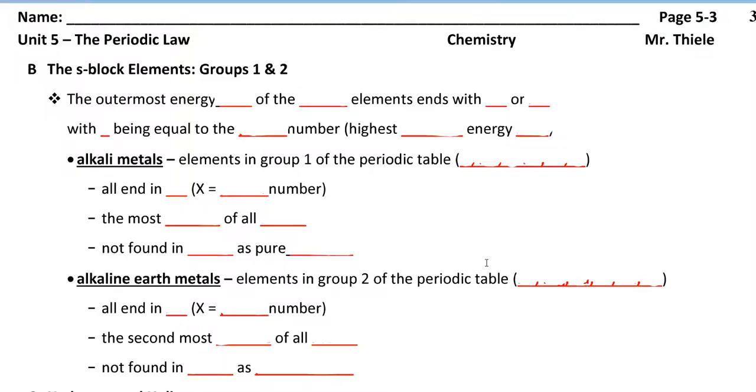All right, we're now going to take a look at pages 3 and 4 of our Unit 5 notes, the periodic law. And we're going to talk now about the different blocks of elements in the periodic table as related to electron configuration.